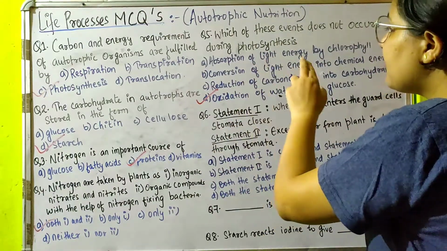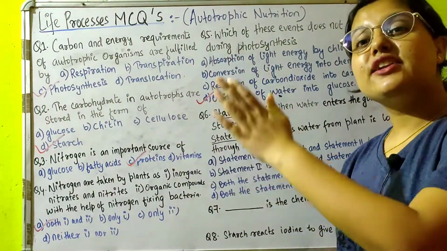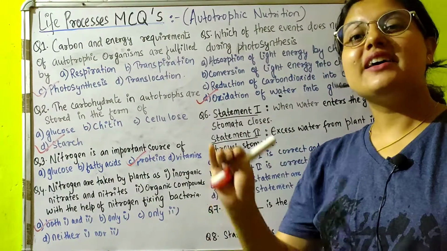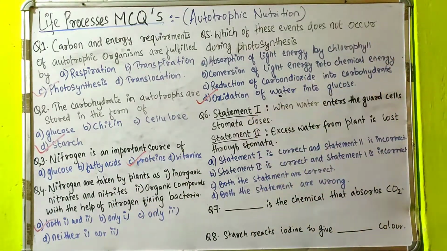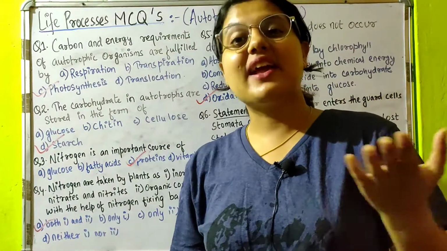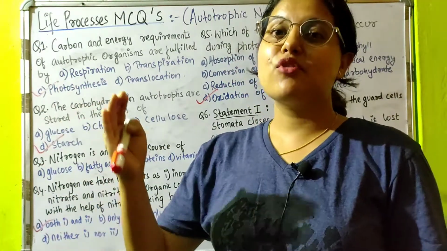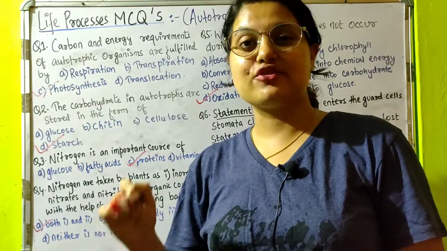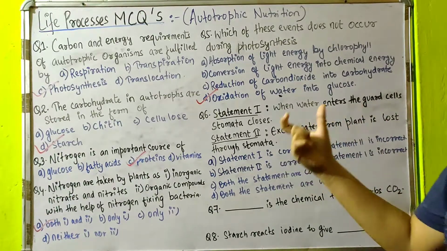Second is conversion of light energy into chemical energy. That light energy from the sun is converted into chemical energy, and that chemical energy is used for the reduction of CO2 into glucose. Alright, that is carbohydrate. Now what is reduction? The process of addition of hydrogen is known as reduction. In carbon dioxide, hydrogen is added and it is converted into glucose, that is C6H12O6.